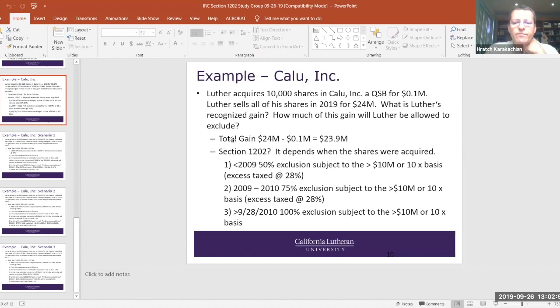So the gain is going to be, as you see in the first item there, 23.9 million. And for Section 1202 purposes, if he acquired it before 2009, the exclusion is only 50%. So we have the ceiling, which is 10 million or 10 times the basis. So what's his basis? $100,000. So it's the higher of 10 million or 1 million.